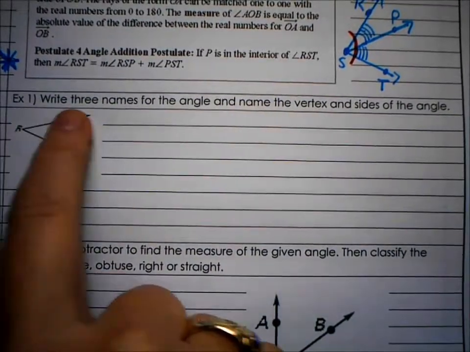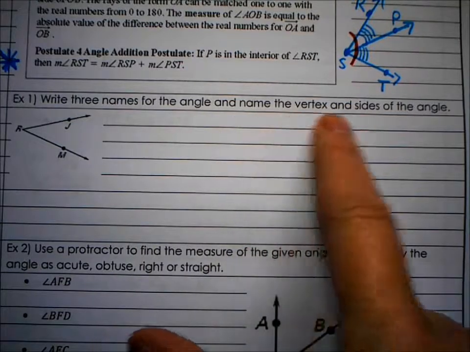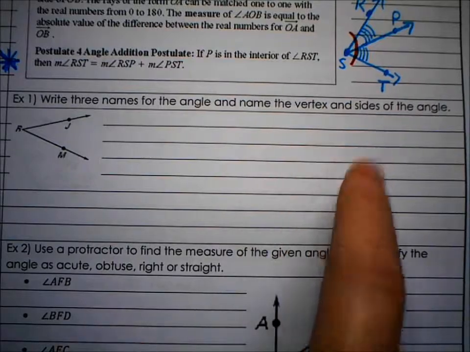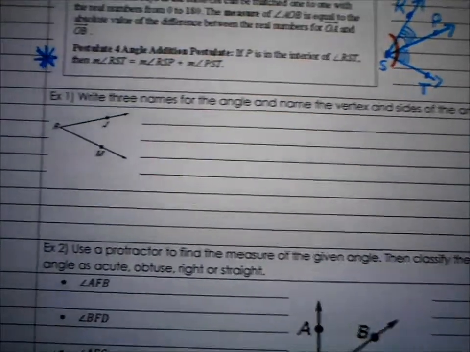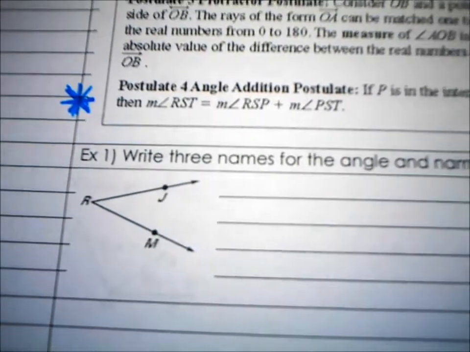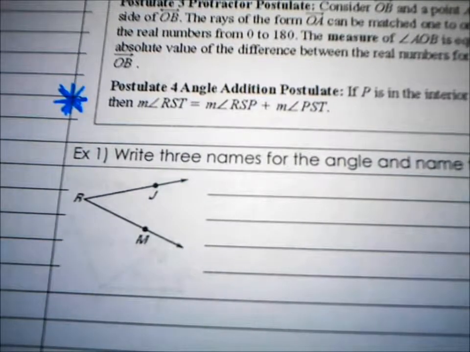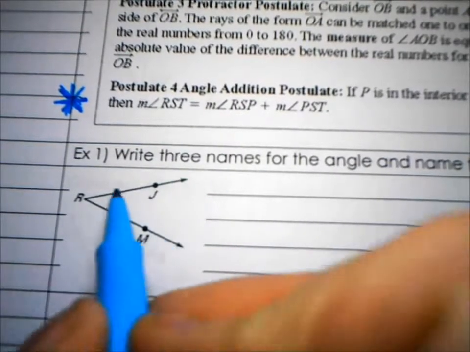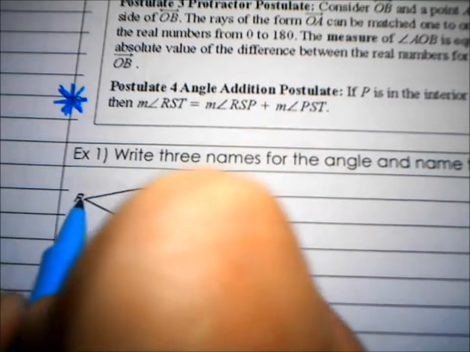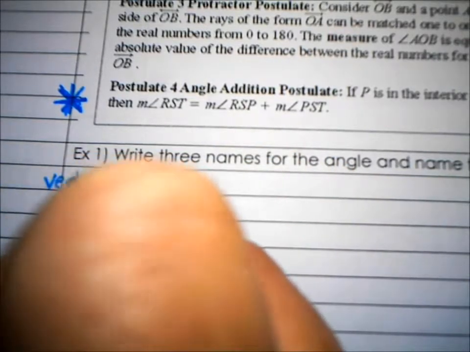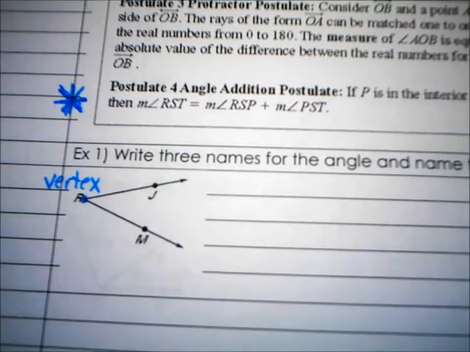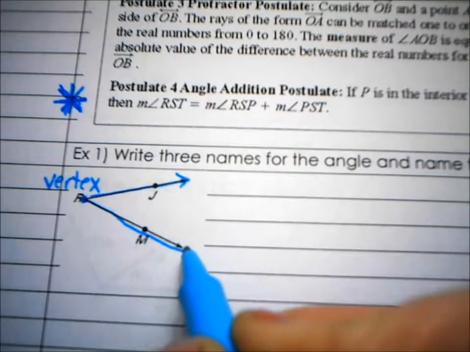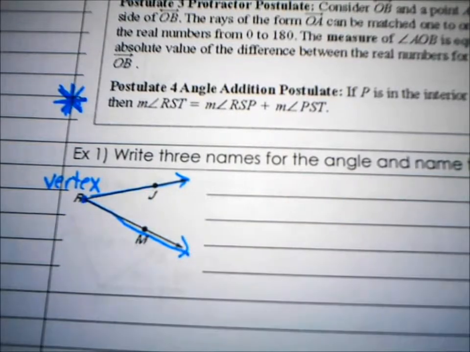Okay, on example 1, it says we want to write 3 names for an angle and name the vertex and the sides of the angle. So there are 6 answers on this problem. If I zoom in here, we want to first write the 3 names. Well, on an angle, remember that the center point happens to be the vertex. So R is going to represent my vertex. And then I have 2 rays that come off of it, which represent my sides. So I'll have side RJ and side RM.